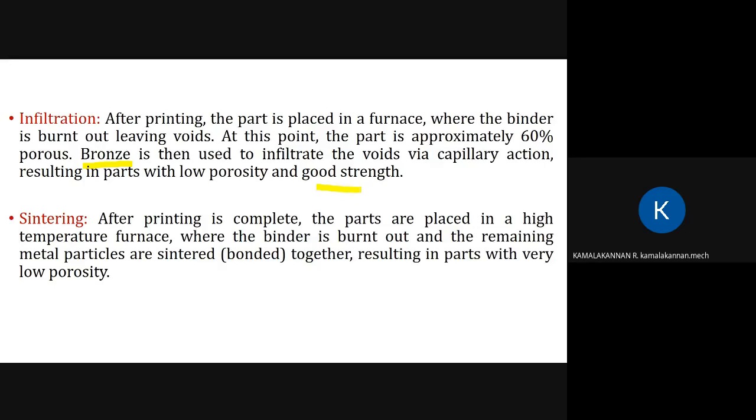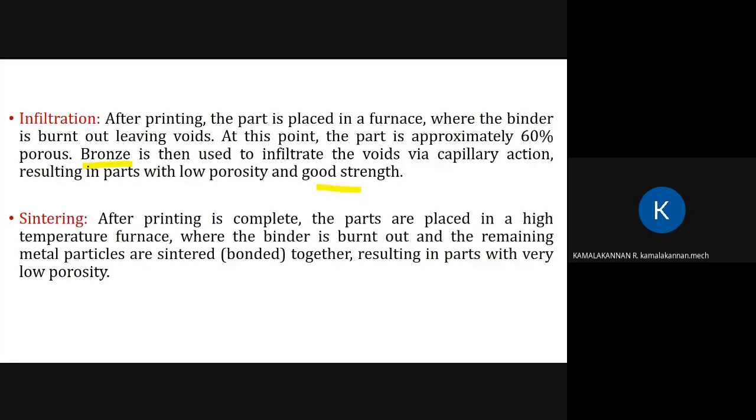Guys, do you understand what I'm saying? Do you find the difference between infiltration and sintering, boys? Hello, boys, are you there? Yes, sir. We are able to find the difference.